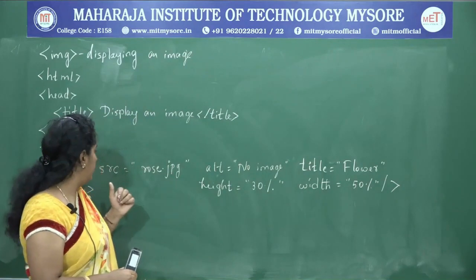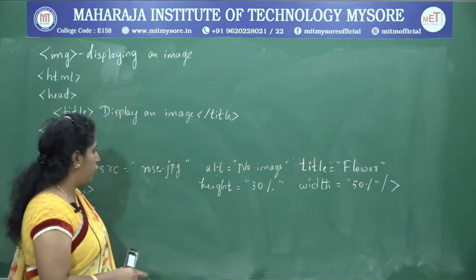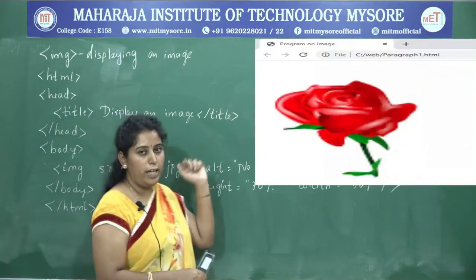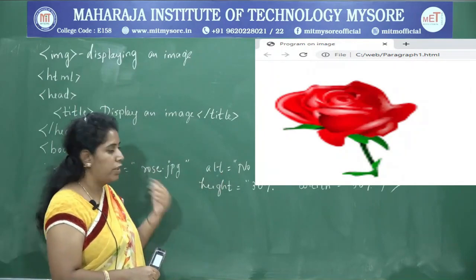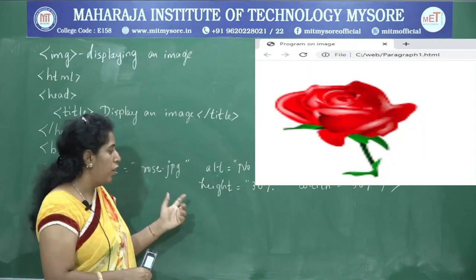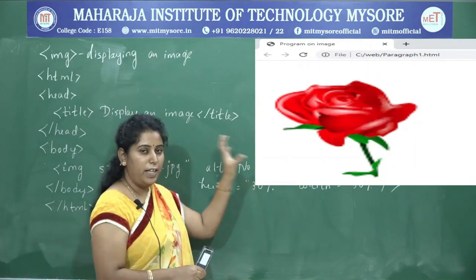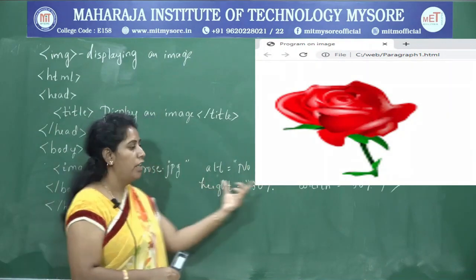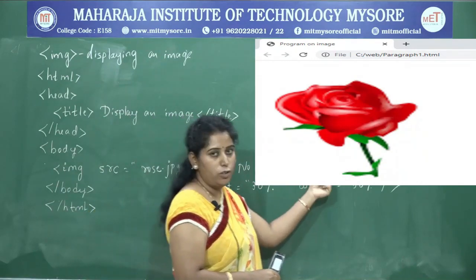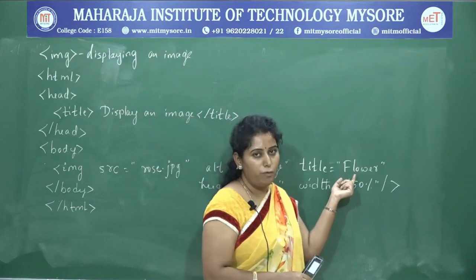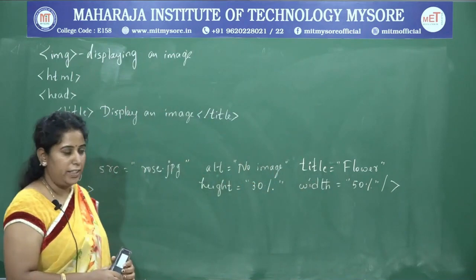After modifying the statement in this way, let me run the program once again so that you can see the difference while using different attributes, and what kind of output can be observed. Finally you can look into the output screen where the image has been displayed with these two set dimensions, and you can also notice the title is flower. So this is all about the image tag.